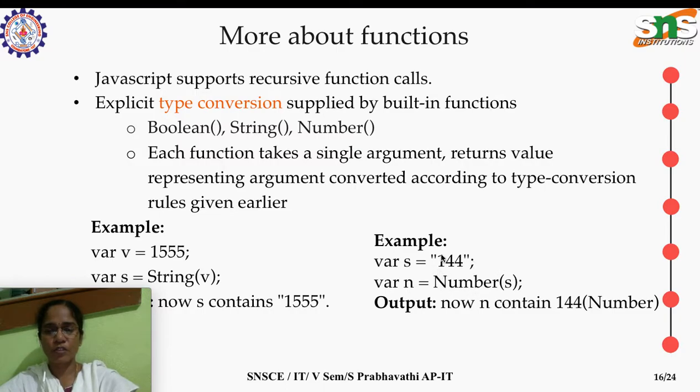And you could change this string into a number by explicitly calling this built-in function Number. So passing this argument, n will have the number data type, a number value 144 instead of a string. Similarly, you could convert a number to a string, and of course Boolean also.